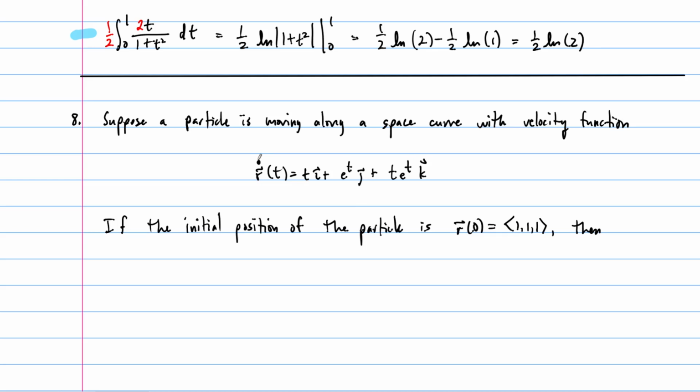All right. If the initial position of the particle is 1, 1, 1, then the question is to find the position function. So can we find a formula, a vector function, for the position function? Remember, that's just r of t itself. Okay, so take a minute to try this one, and then we'll come back and finish up this lecture.